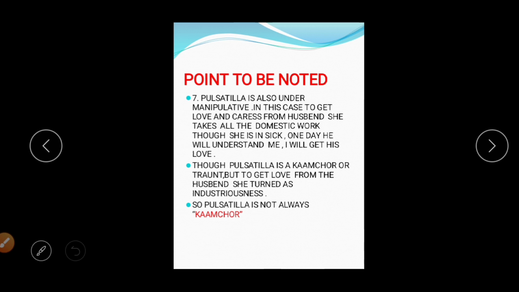So why does pulsatilla become industrious? To get love from the husband, she shows all her care over the family, over the husband, over the children, because in return she wants to get love from the other family members. Pulsatilla has this nature.